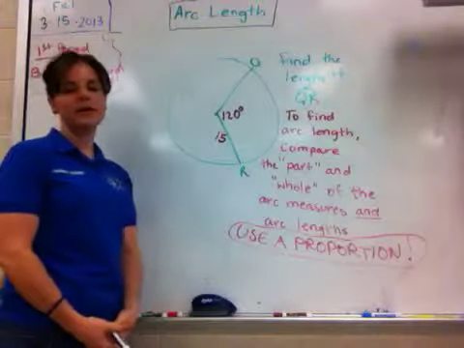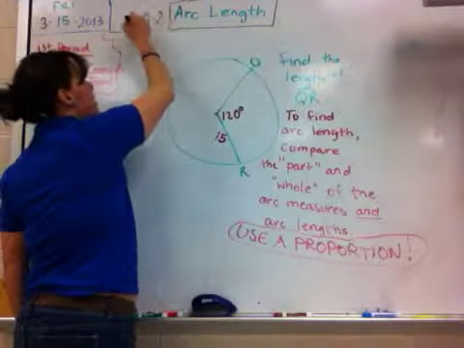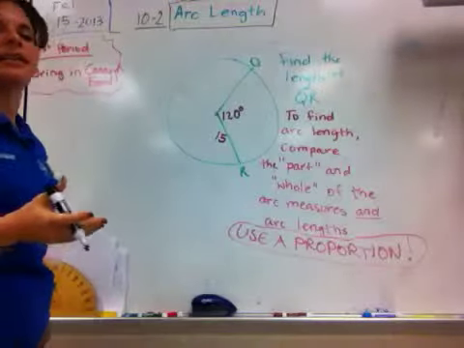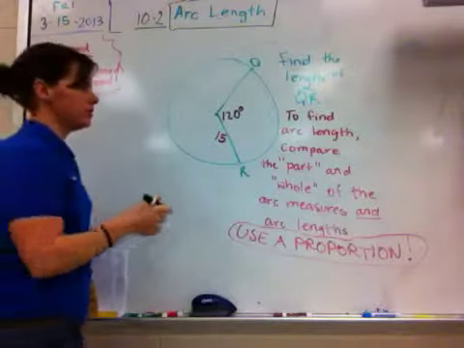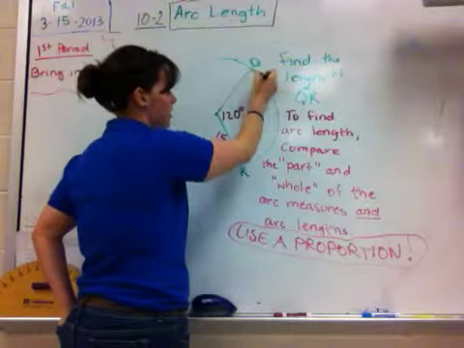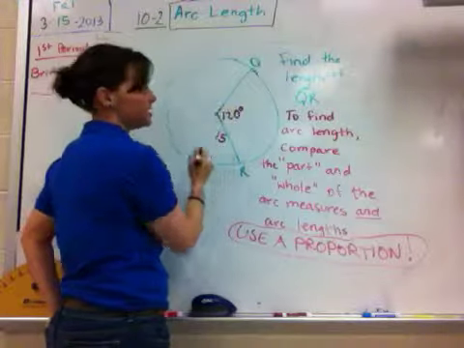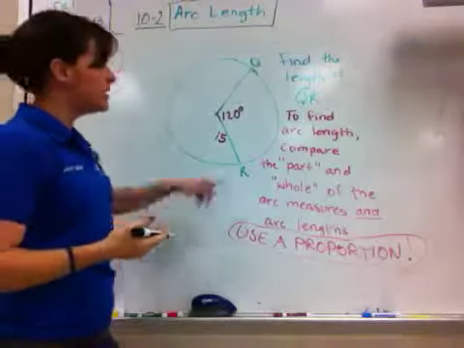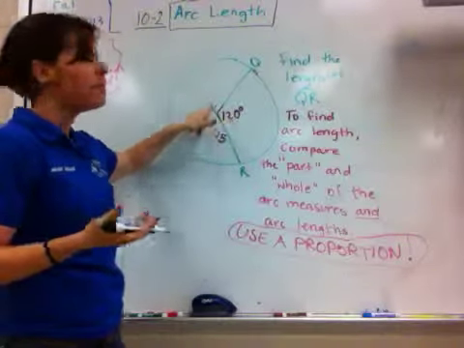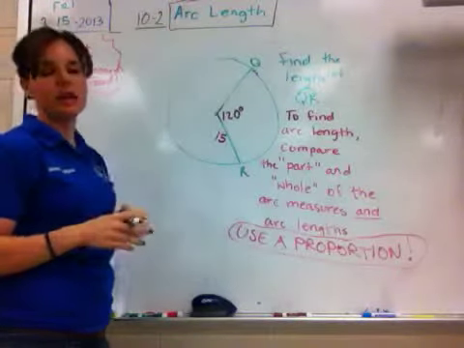Okay, the second part of section 10.2 talks about arc length. Now, we have talked about finding the arc measure. If I asked you, what is the measure of arc QR? The measure is the same as the central angle. You would tell me this measure is 120. Okay? However, that is a different thing than when we talk about the arc length.